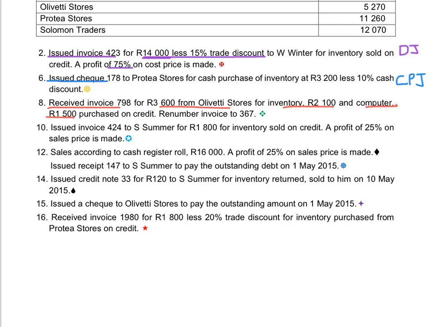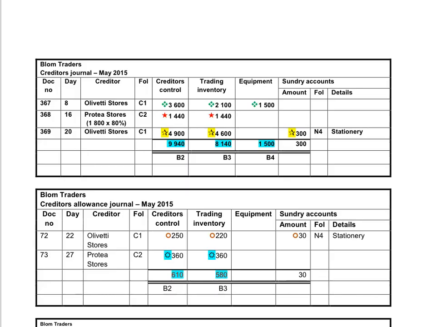Because we receive this invoice and there's no indication that we buy the goods for cash, it will be recorded in the creditors journal. In the creditors journal, we will indicate that it's document number 367, received on the 8th from Olivetti Stores. The total amount that we owe Olivetti is the 3,600, but this 3,600 was used to buy trading inventory 2,100 and equipment 1,500.